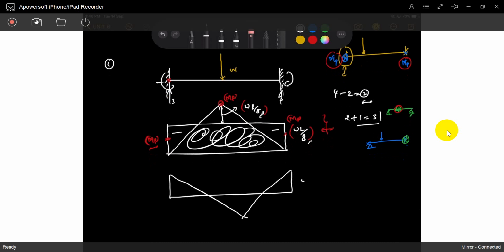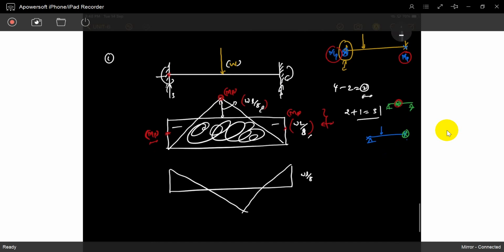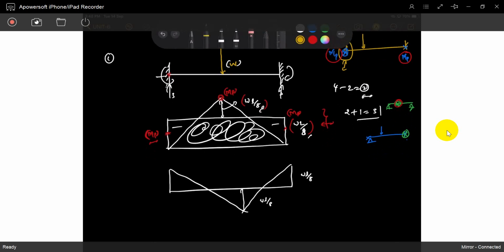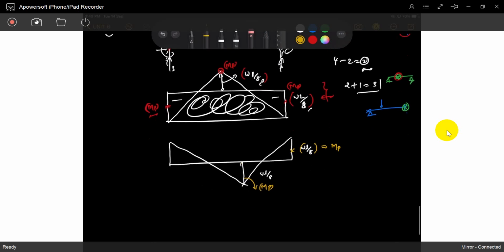Okay. So if the load W is acting, this is WL by 8 and this is also WL by 8. Now the situation is this is the acting bending moment, so the capacity reaching at this location is MP. This capacity is also reaching the MP at this location.